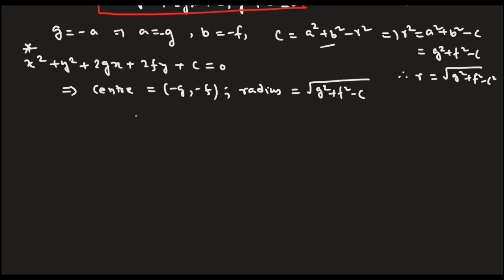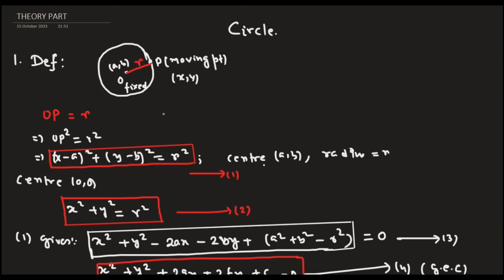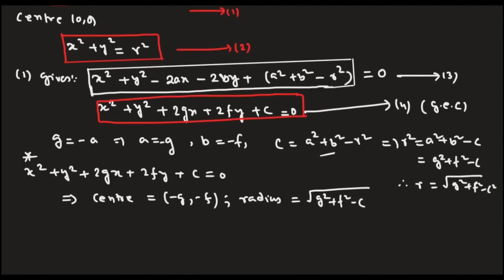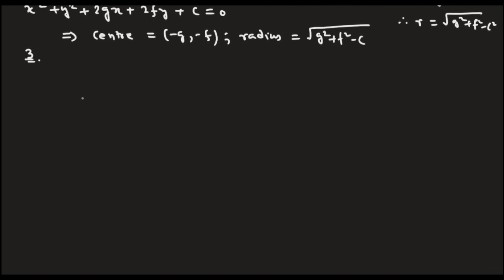Now here what we have discussed in the definition 1 of the circle, and this is the general equation of the circle, that is our point 2. Now coming to the general second degree equation. When does the general second degree equation give the equation of a circle? So do you know the general second degree equation? It looks like this: ax square plus 2hxy plus by square plus 2gx plus 2fy plus c is equal to 0.